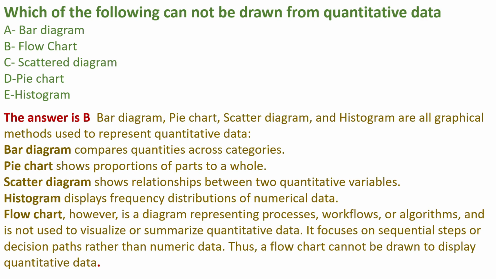The answer is B. Bar diagram, pie chart, scatter diagram, and histogram are all graphical methods used to represent quantitative data. Bar diagram compares quantities across categories. Pie chart shows proportions of parts to a whole. Scatter diagram shows relationships between two quantitative variables. Histogram displays frequency distributions of numerical data.